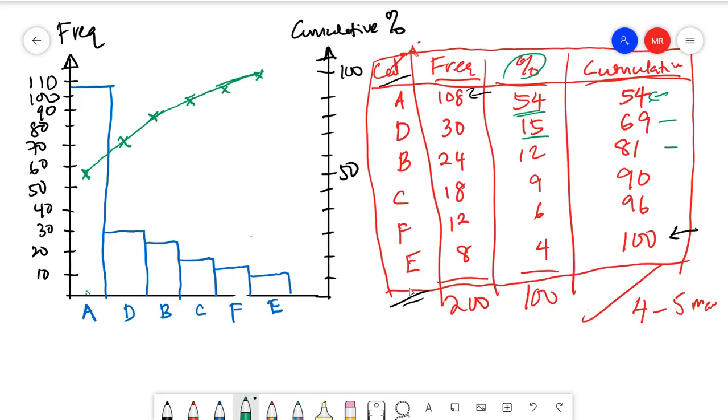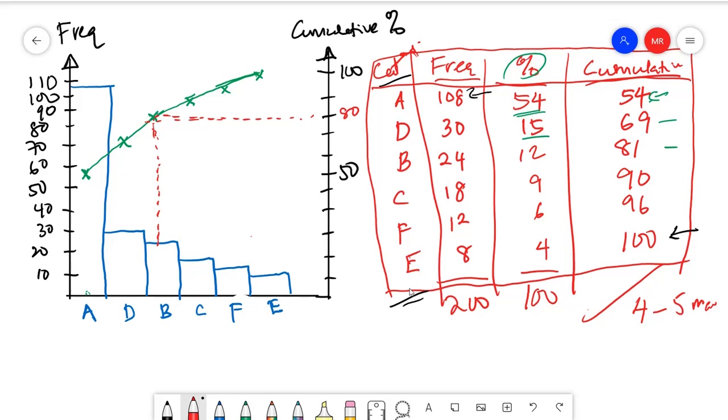Then from there we also need to find the position of 80%. So the 80% scale is here. You need to construct a line through this cumulative line. Then we take this going down below.